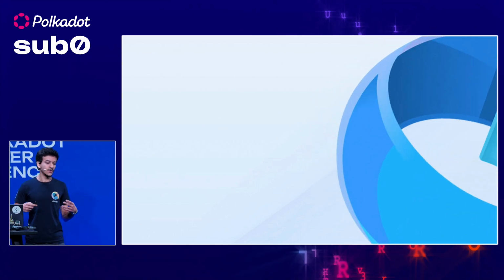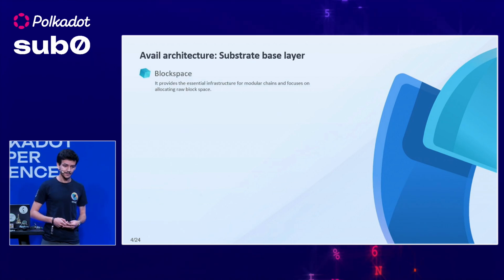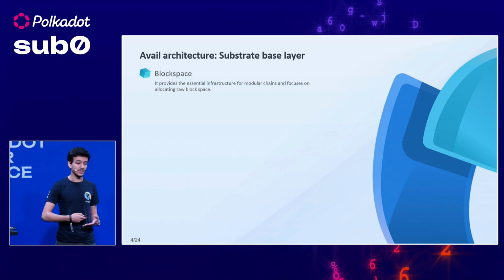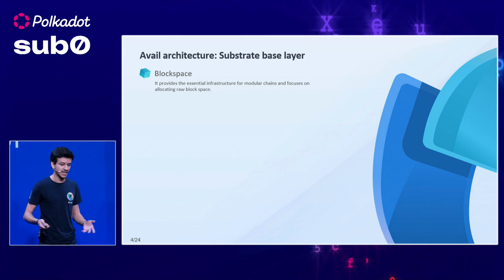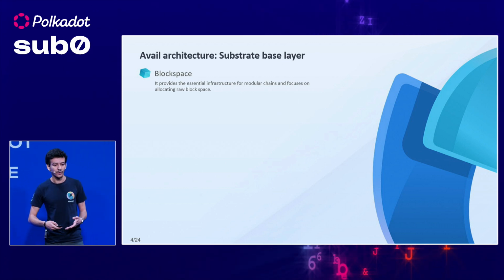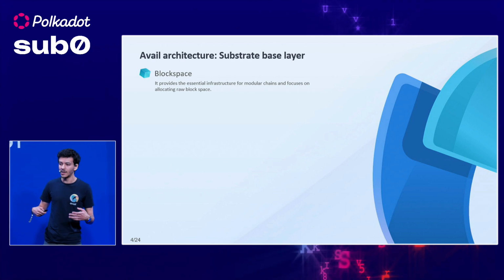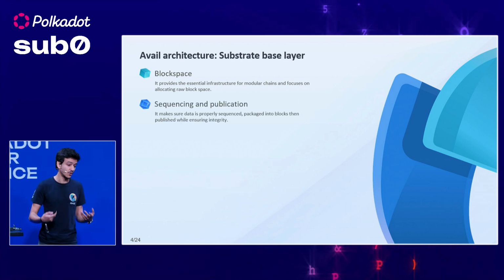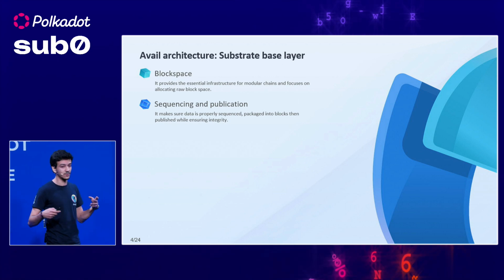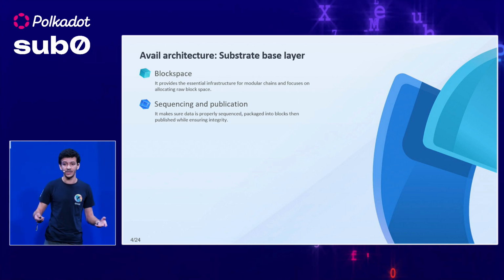So, to talk about Avail architecture, let's start with the Substrate base layer. Of course, it provides the block space as any basic chain. It will provide the essential infrastructure for the chain, and will focus on allocating raw block space. After that, we'll have the sequencing and publication. It will make sure that the data is properly sequenced, packaged into blocks, and then published while ensuring its integrity.